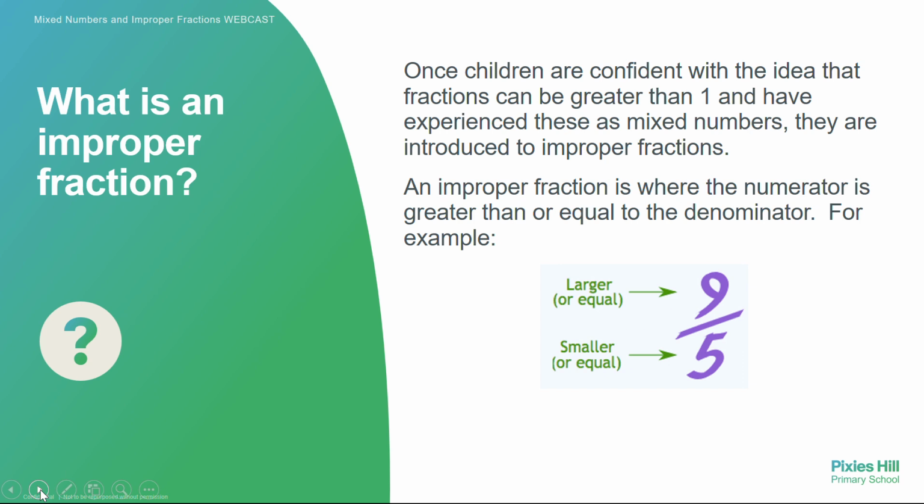For example, we have the fraction 9/5. Here the numerator, which is 9, is larger than the denominator, which is 5. Once again, our denominator represents the number of equal parts altogether, and the numerator tells us how many of those parts we have.